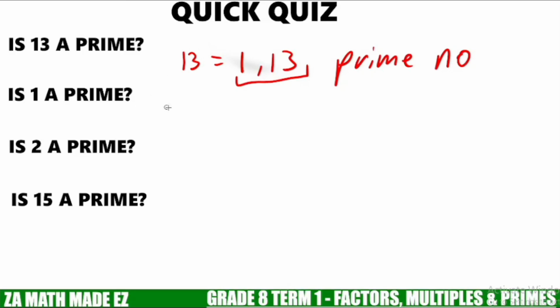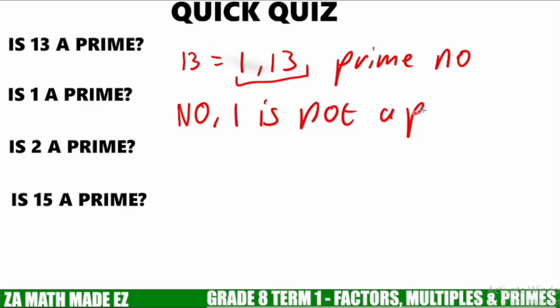Is 1 a prime number? This is something a lot of people get confused with. No. 1 is not a prime number. Just remember that. This can come up in exams. They would ask you if 1 is a prime number. And no, 1 is not a prime number. Is 2 a prime number? Yes, 2 is a prime number because its factors are 1 and itself, which is 1 and 2, so it has 2 factors.